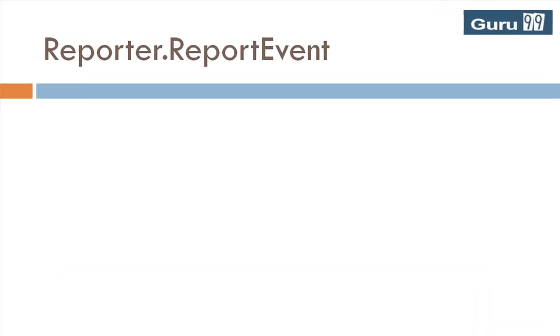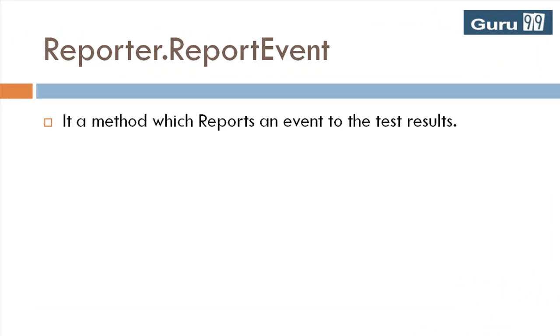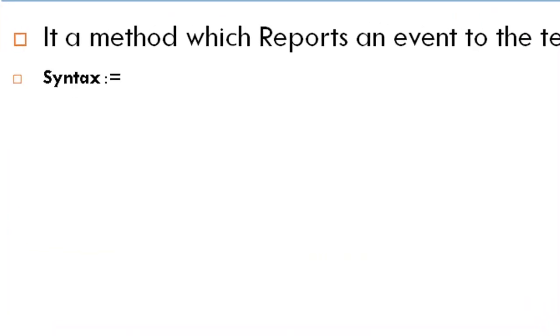In such extraordinary situations, you can use the method Reporter.ReportEvent. It's a method which reports an event to the test results. The syntax is Reporter.ReportEvent, with the first argument as event status.